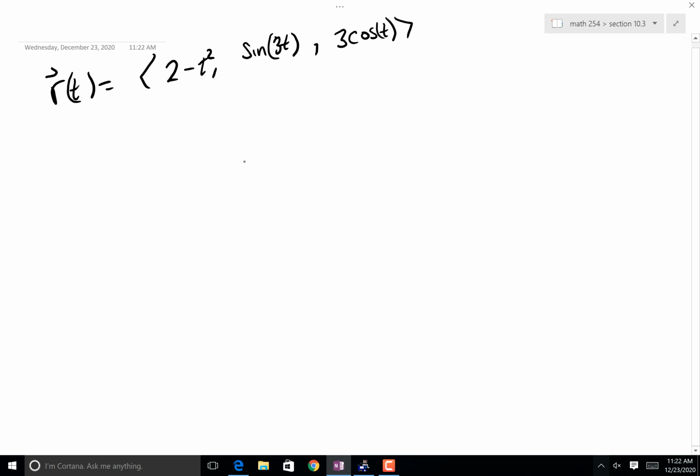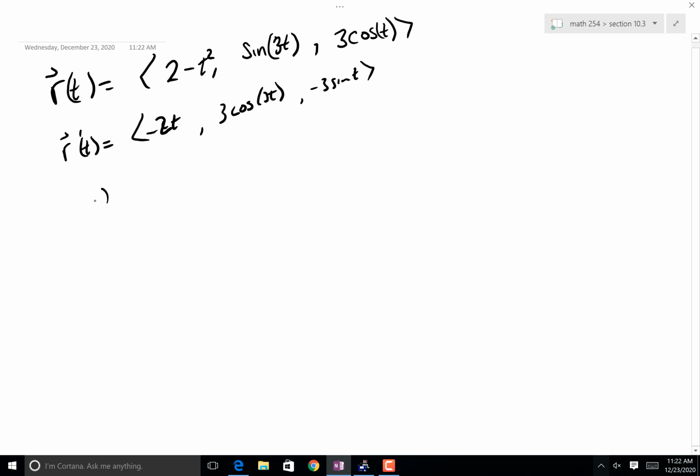We'll do one more here. So if r(t) is equal to... I'm kind of bored of the same ones, but there it is again, whatever. So clearly r'(t) is 2t, 3 cosine of 3t, and negative 3 sine t.